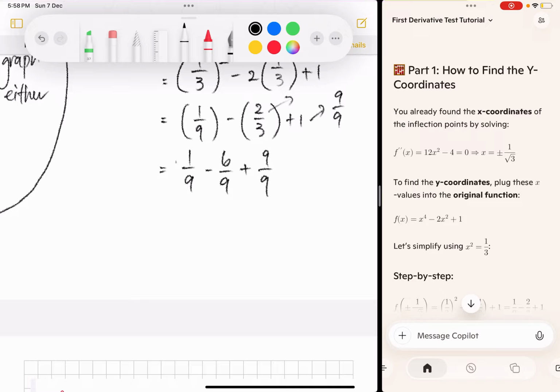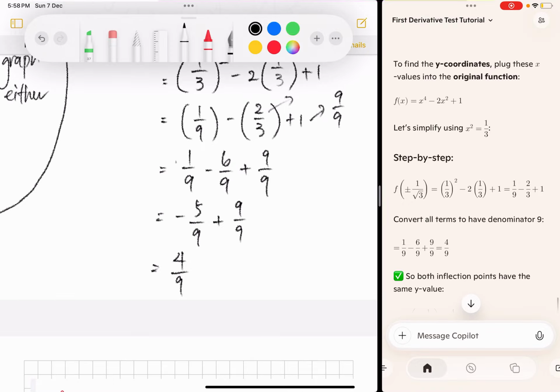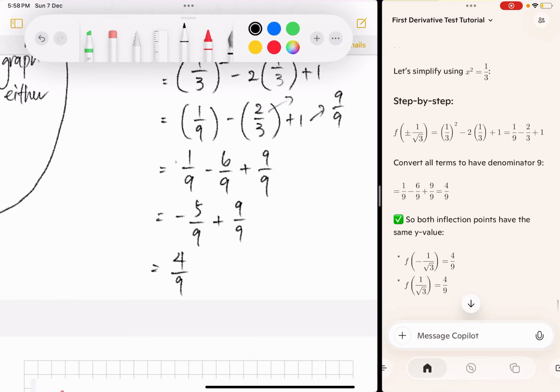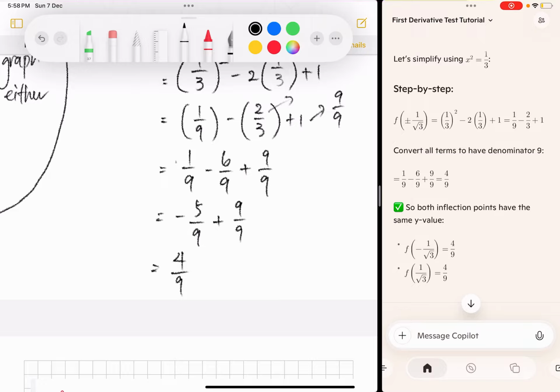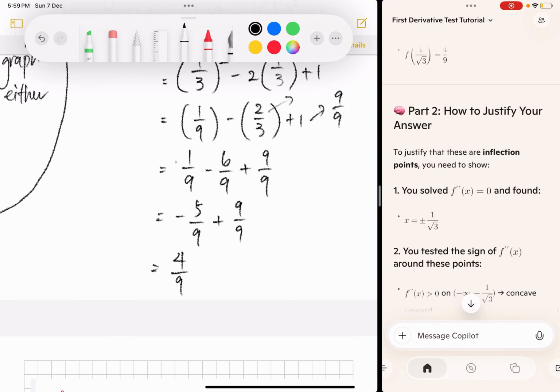And now here we can solve this question. Whenever we solve a question, it always has to be from this side, unless there's some multiplication or division, then we have to prioritize that first. So from this side, negative 1 minus 6 over 9 is negative 5 over 9, plus 9 over 9, which is equal to 4 over 9. So it tells us that both inflection points have the same y value, equal to 4 over 9. And that is the y coordinate, I believe.